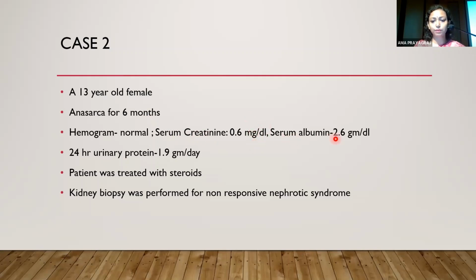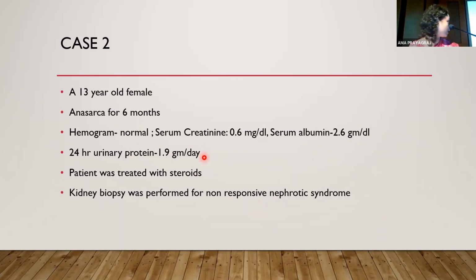Milligrams per dl. Serum albumin was 2.6 grams per dl. 24-hour urinary protein was 1 gram per day. And the patient was treated with steroids. So do you think this is a nephrotic presentation? Urine analysis was normal, with no active urinary sediments. Since she's a 13-year-old female, the cutoff for nephrotic range proteinuria is more than 1 gram per meter square per day. So this is a nephrotic presentation in a 13-year-old female.